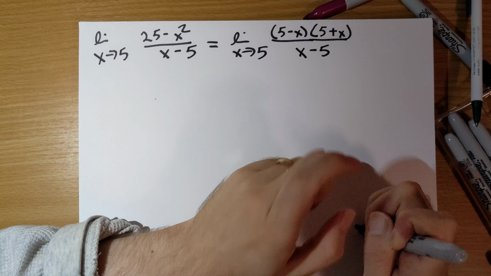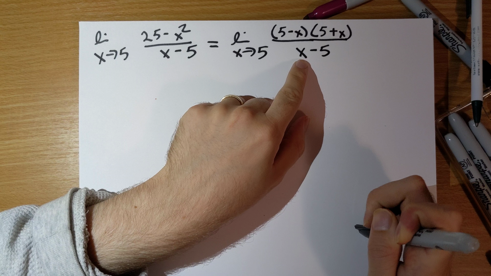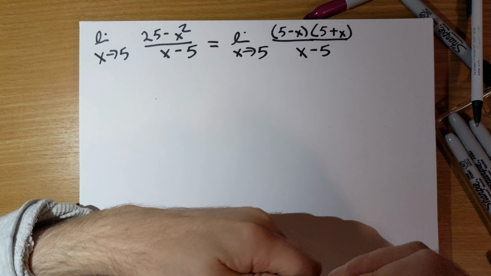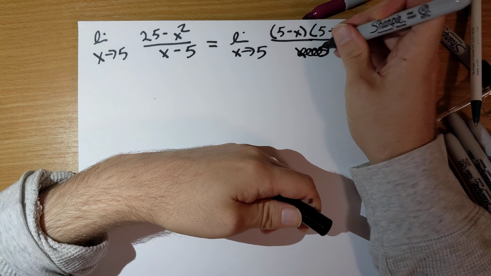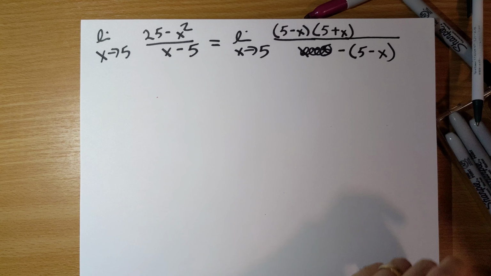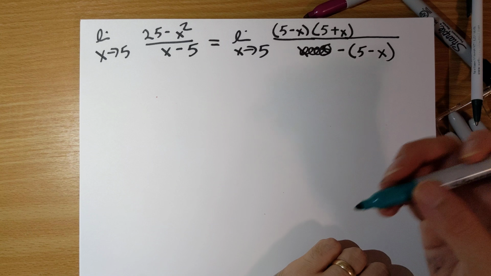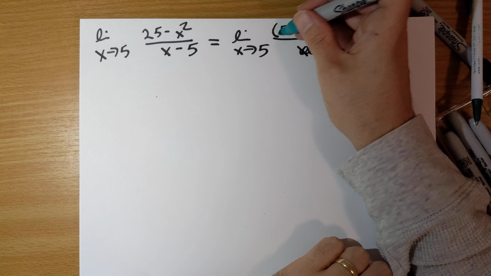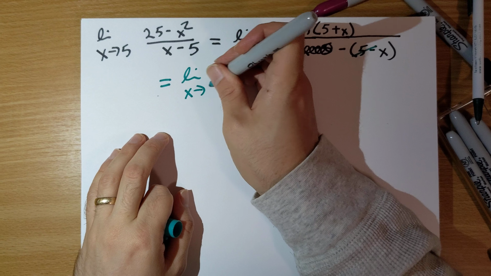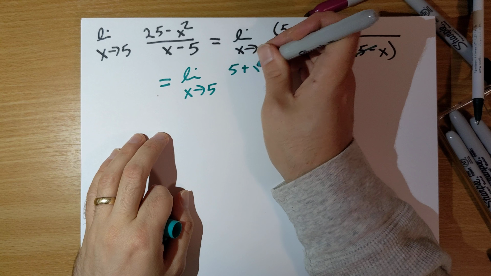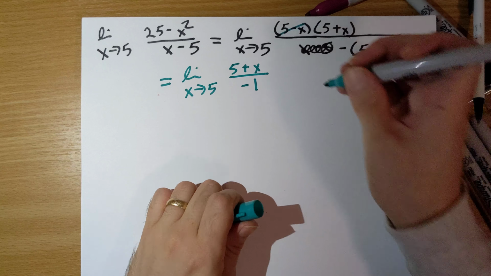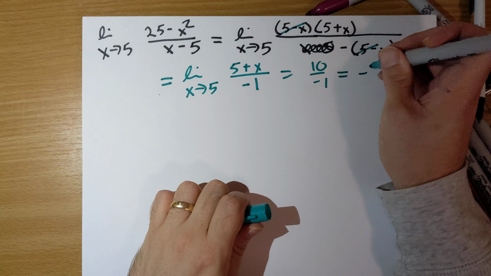Okay, so far so good. Now, the last little key realization we need here is that 5 minus x and x minus 5 are negatives of each other. So instead of writing x minus 5, we could write negative times 5 minus x here, because x minus 5 is equal to negative of the quantity 5 minus x. And now those cancel. And what do we have? The limit as x goes to 5 of 5 plus x over negative 1. And this is a case where you can simply plug in x equal to 5 to get 10 over negative 1, which is negative 10.